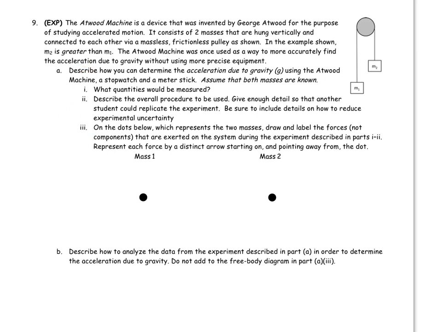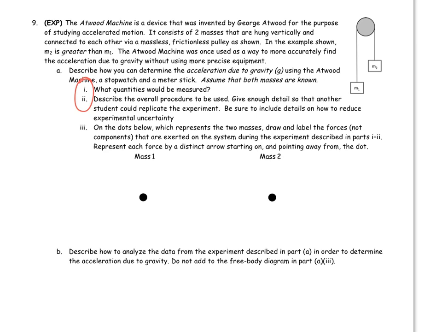So the first part is our typical experimental design, going through what we would actually do. Our second part is talking about how we would analyze the data to determine the acceleration due to gravity. What I'm going to do is start by drawing my free body diagram, part 3 here, and actually doing part B, and then I'm going to go back and do these two parts, because sometimes it's easier to write your procedure knowing what information you need rather than the other way around.